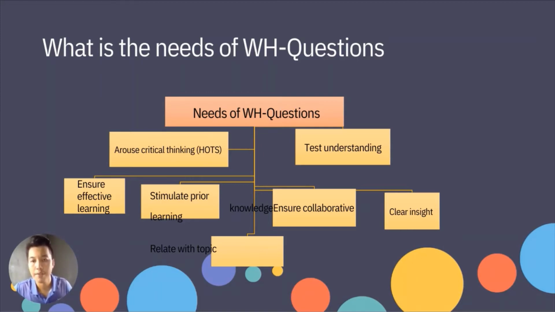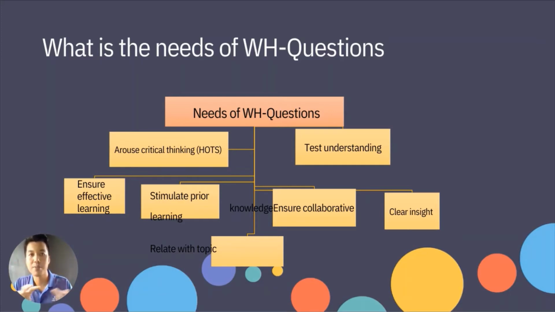So number one, we have arouse critical thinking, meningkatkan kemahiran berfikir aras tinggi. So you and your partner, in this situation, you are a student. You and your partner will have to discuss and brainstorm on a particular case to find a solution. So based on the case, you will have to think on the factors, causes, and how to tackle that situation. And then number two, we have test understanding. For the test understanding, you need to know about your case. You need to know what is the main idea for your case.